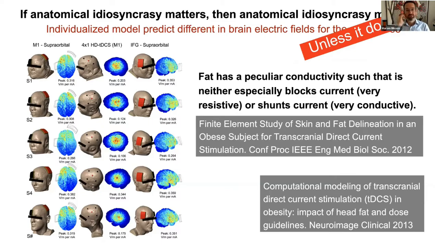Again, the models allow you to do things like systematically vary fat conductivity to impact the role. And so it's not to say that fat doesn't matter. It's just to say that it doesn't matter as much as other things like skull shape, which would also impact the raw distance between the electrodes. So again, it matters unless it doesn't matter.